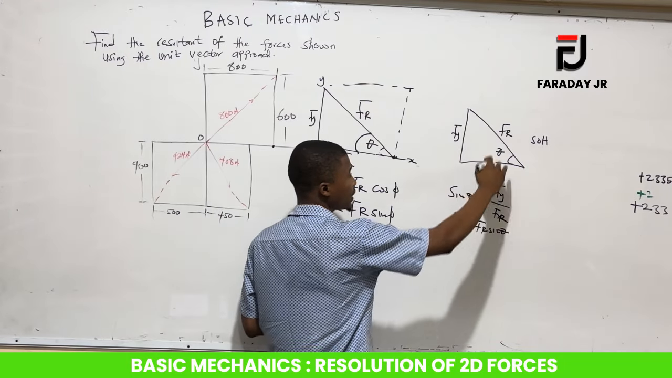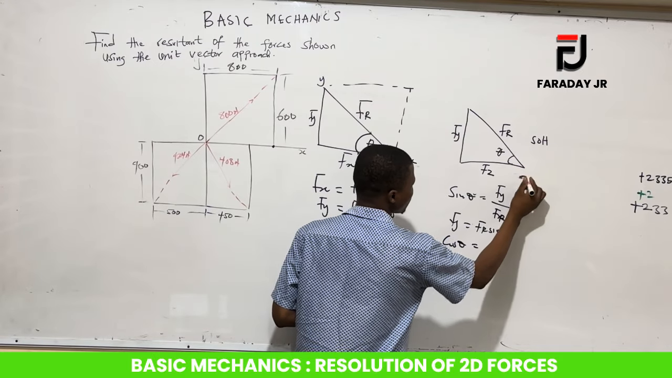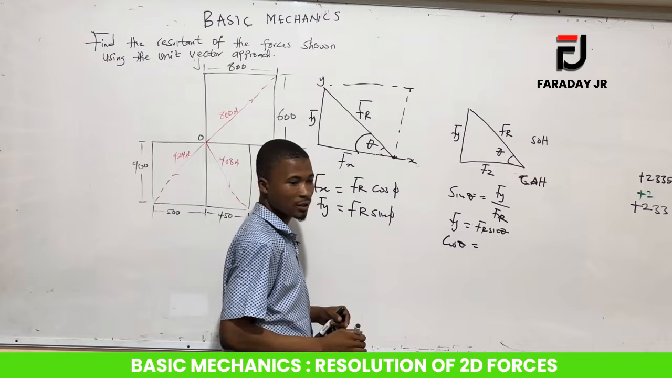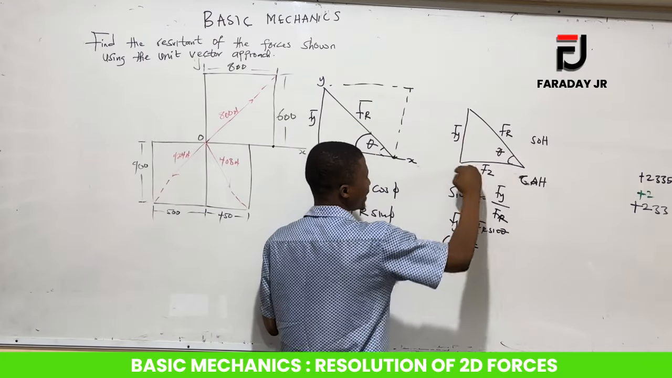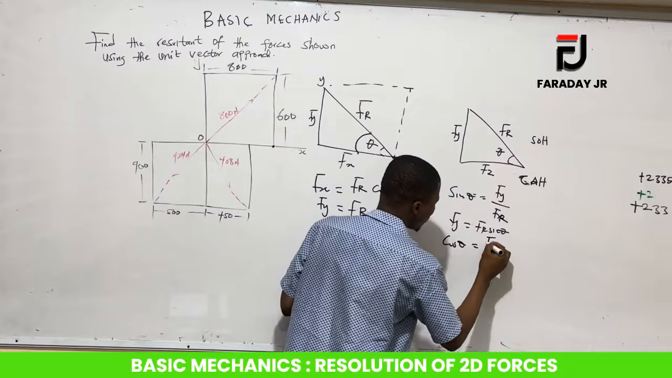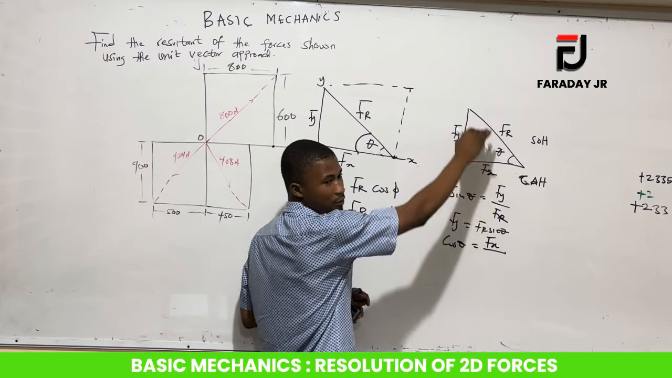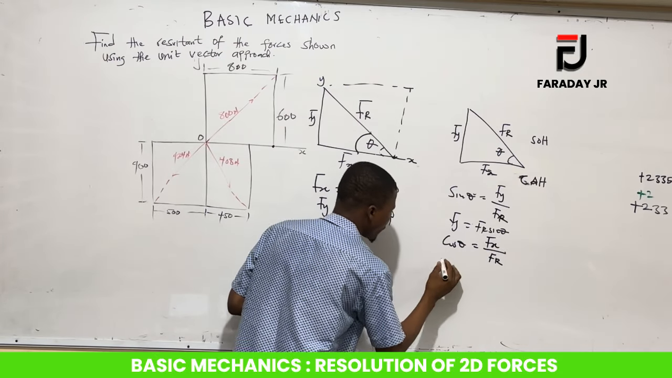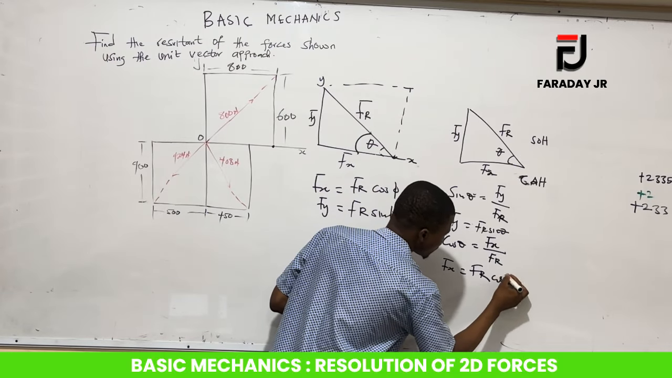Similarly, if we want to find the value of F of x, we use cos theta, and we know that cos is the adjacent divided by the hypotenuse. So that means our cos theta will be equal to the adjacent, which is F of x, divided by the hypotenuse, which is F of r. Then it means that if you want to find F of x, F of x will be equal to F of r cos theta.